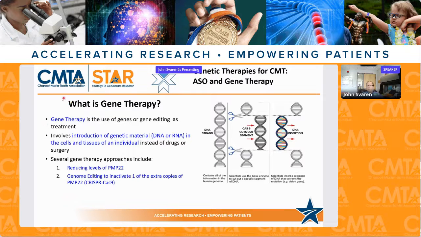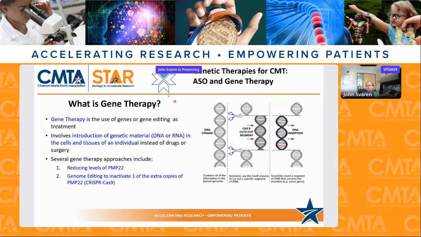So I wanted to define this a little bit more. When we talk about a gene therapy, it comes in many different types. This can be the use of genes or genome editing as a treatment. And this usually involves introduction of some genetic material. It can be in the form of DNA or RNA. And if we can deliver it to the right tissues of an individual, we can use that to modify or replace a defective gene. And as applied to CMT1A, gene therapy approaches can be used to reduce the levels of PMP22.